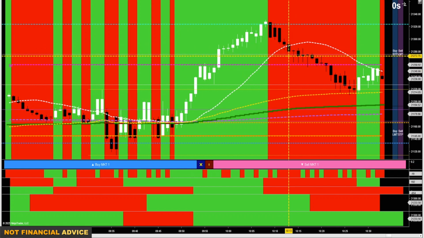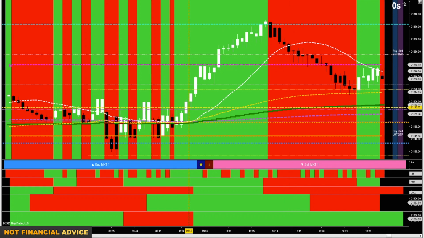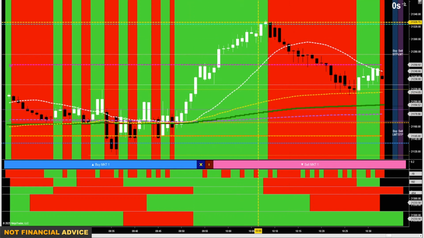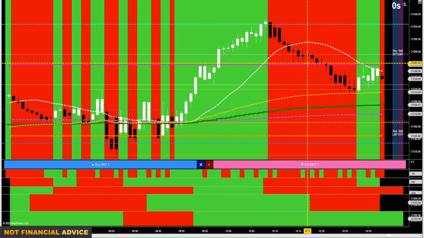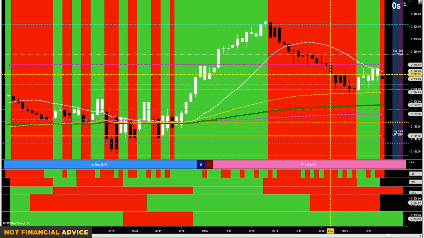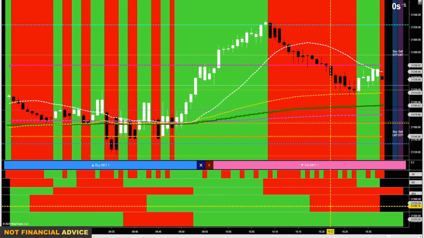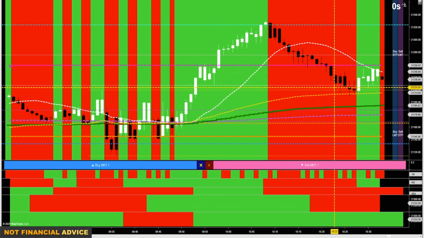Might be looking for a test of the pivot point, although being a little sketched out about this huge move to the upside. Might want some more confirmation before I take a short, especially when I see a few wicking candles off the pivot. However, when we get a nice close below the pivot point, we've got red almost across the board. Might be looking to test these next key levels.